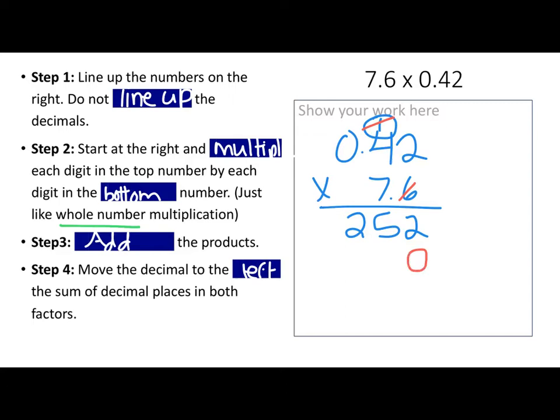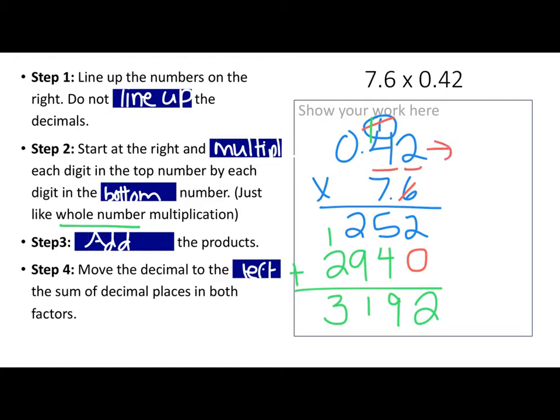Okay? And then 7 times 2 is 14. 7 times 4 plus 1 gives me 29. And then add them together. 2, 9, 1 and carry, 3. And then notice how many places are behind the decimal. 1, 2. So there's 2 places here. There's 1 place here. So that is going to be a total of 3 places in the answer.